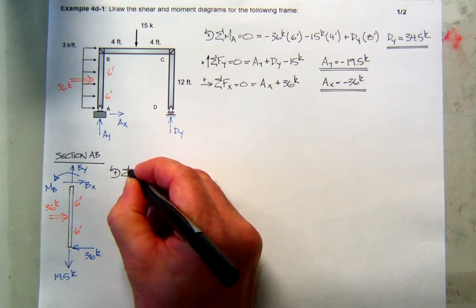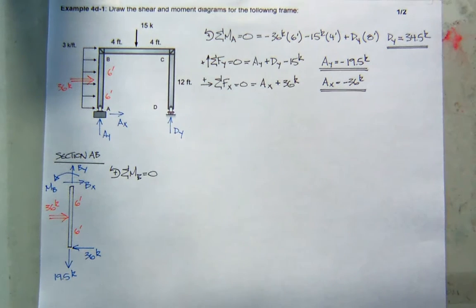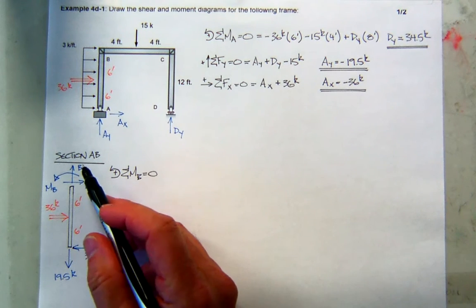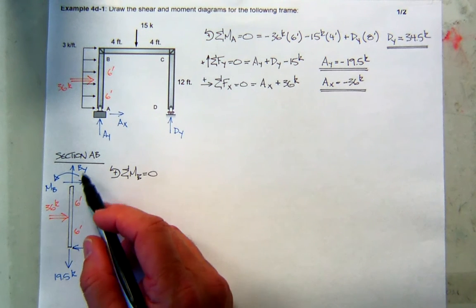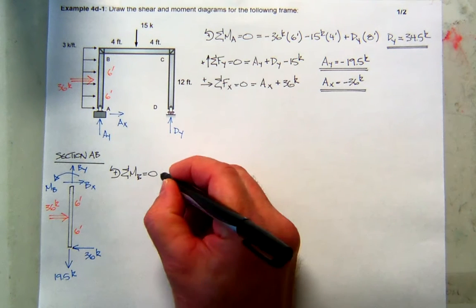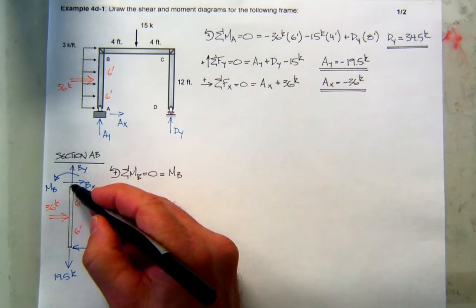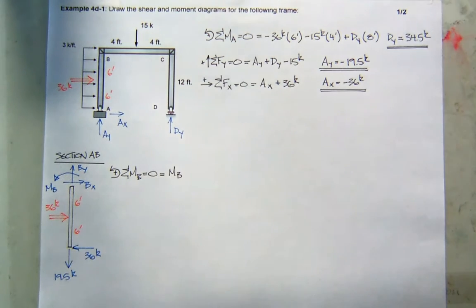So I'm going to start by summing moments. And a good place to do that would be at B, at the actual cut. We know BX and BY don't create any moment about that cut point, so I'll just have the moment. And with right-hand rule, that's a positive moment, so that's the moment at B. About B, the 36 kip force creates what kind of moment? Positive or negative?